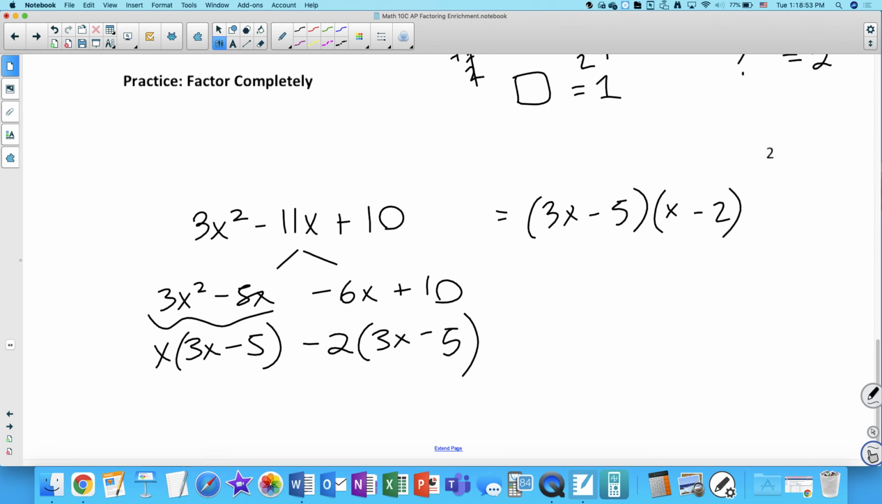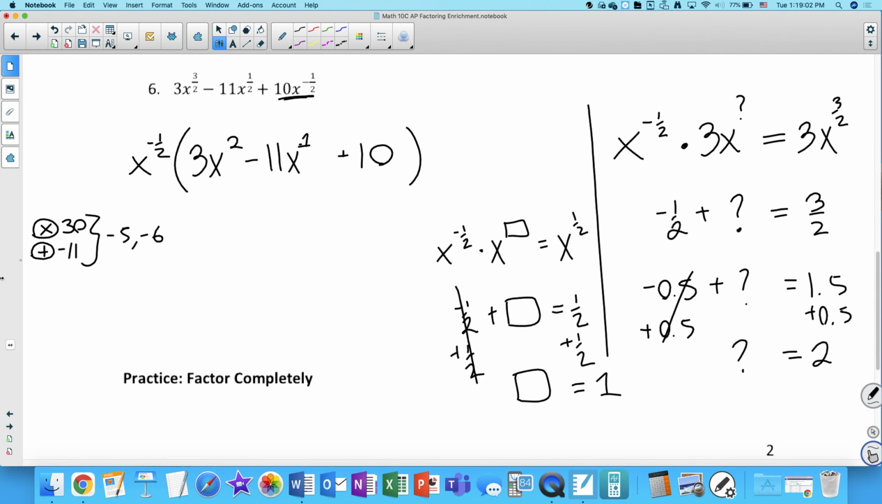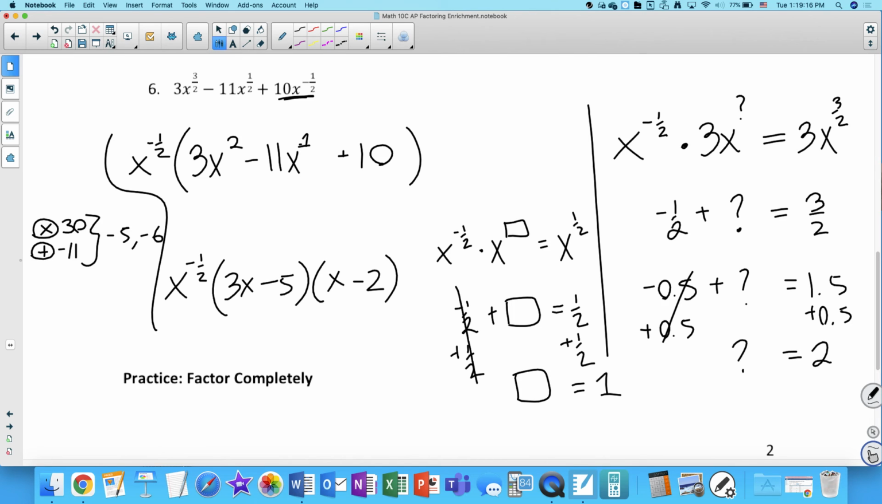Okay, now if I put that back in here, because this factors, what I'm going to get is x to the negative 1/2 times 3x minus 5 times x minus 2. And then actually, you could make this positive now. It would have to come down into the denominator, right? Right now, this is over 1. So if I bring that down, well, I'm just showing this process to you guys so that you can see it. I'm not going to ask you anything like this, okay?